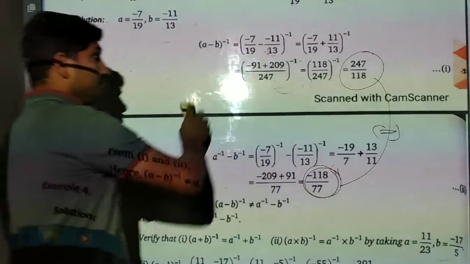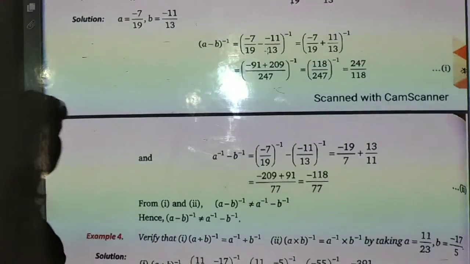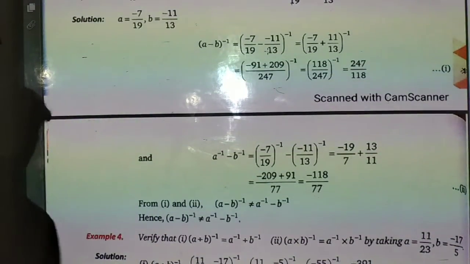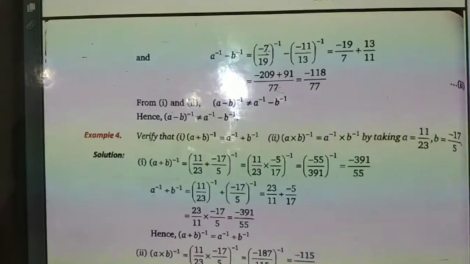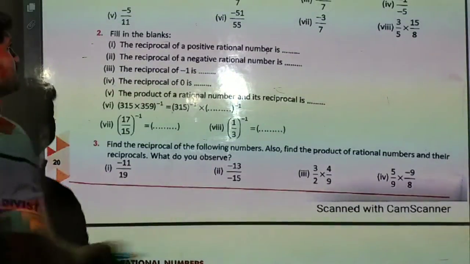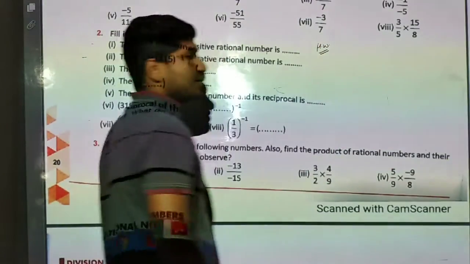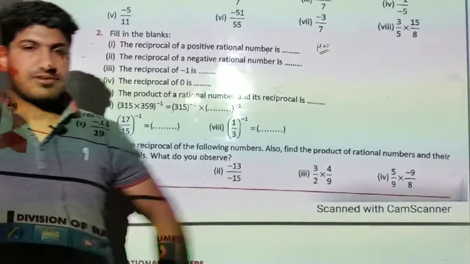So this is the method by which you can find the reciprocal of any rational number. So what is today's homework? You have to complete exercise 1.6 as your homework.